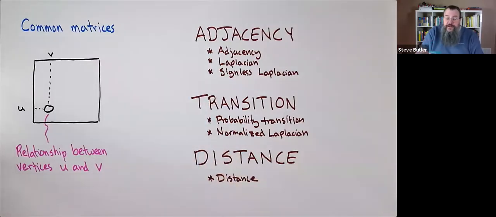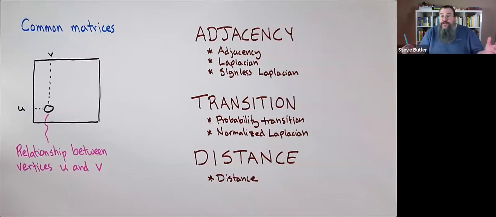Another possibility is to look at transition. In other words, I can say, how likely am I to move from one vertex to another? That's the question when I'm asking about transition. This comes into play for things like random walks and a personal favorite, the normalized Laplacian. And the third is the distance. It says, I have a graph and two vertices. How far apart are these two vertices? That can define our entry.